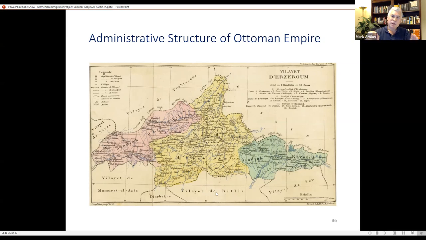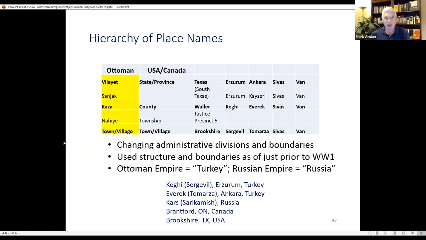So the sanjaks were broken up into these smaller units called kazas, K-A-Z-A, okay? So you start out with a vilayet, which is like a state or province. You have a sanjak, you have a kaza, and then you have this other one that's like a township that we very rarely ever see. And then you have a town or a village.